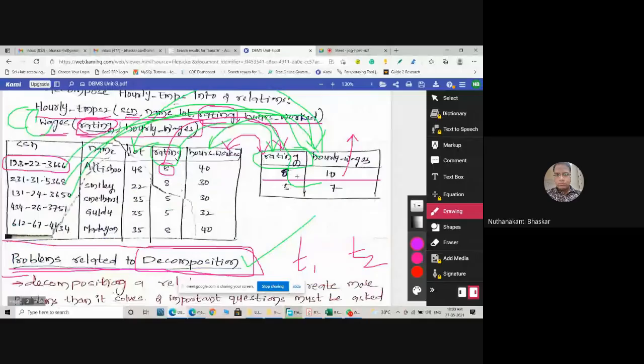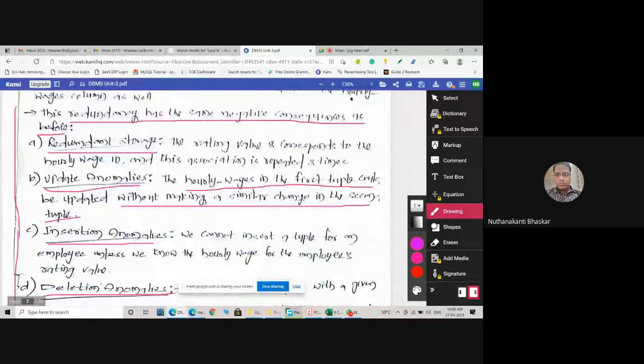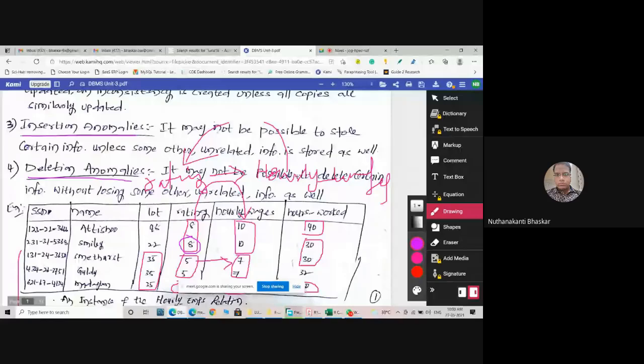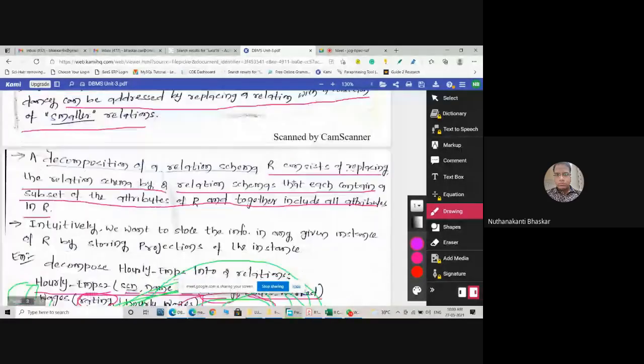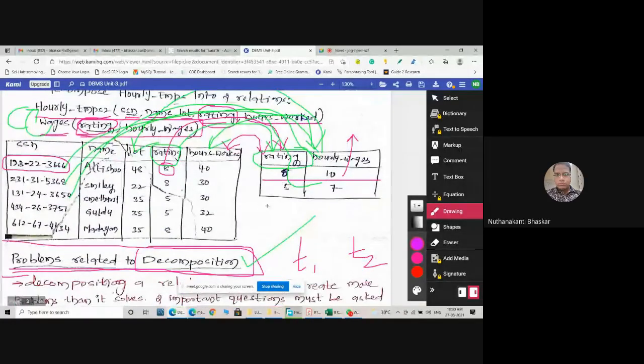For example, here, we just decomposed this relation based on the functional dependency, that is, rating determines hourly wages. Rating and hourly wages form one table, and the remaining tables are kept along with one common column, that is rating. Now this is the dependency preservation of this table. The hourly wages come from the wages table with the help of this rating, so that we can get the dependency preservation. Are you clear now?